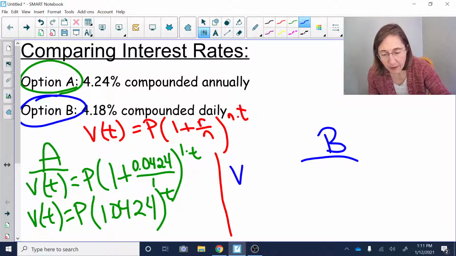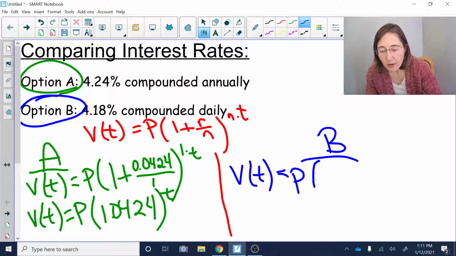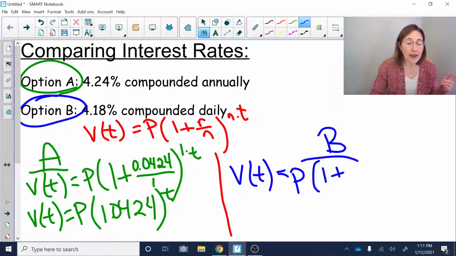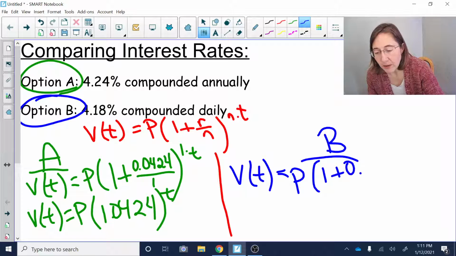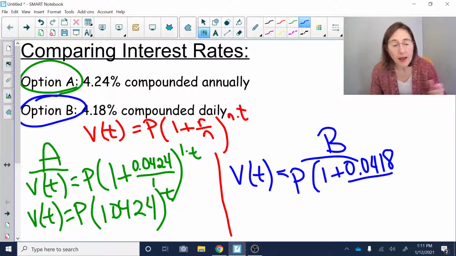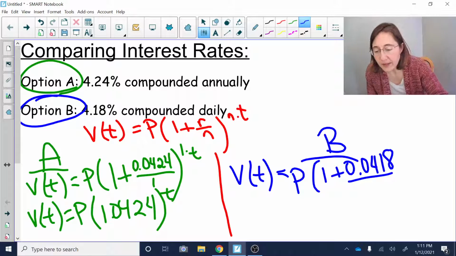So for option B, the value at time t, I still don't know the principal, so I'm still going to just use a P to stand for principal amount. 1 plus, okay, now my interest rate for option B, what is it? You see that 4.18? Slide the decimal over 2 places, so it's going to be 0.0418. And this time, I have a different n value. N is how many times it's compounded in a year, and this says daily, so how many days are there in a year? That would be 365. So I have an n value of 365 here.